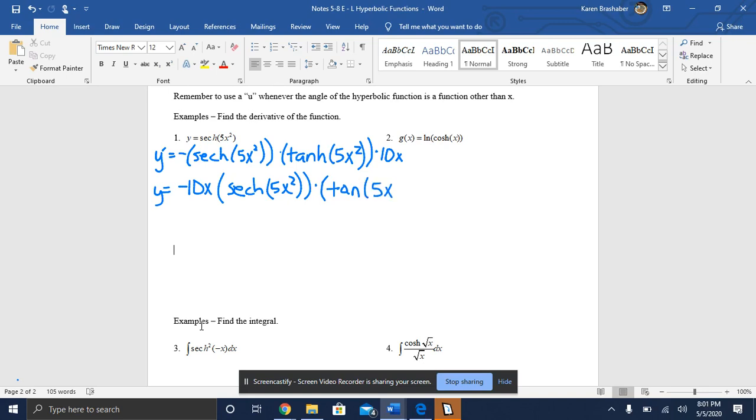And I probably will have to erase it to give myself enough room to do the second example. Actually, I'm going to try to fit it on there.